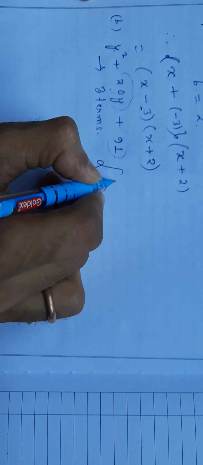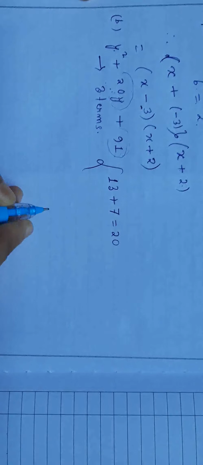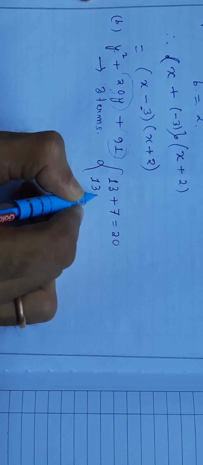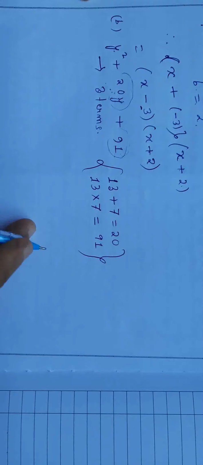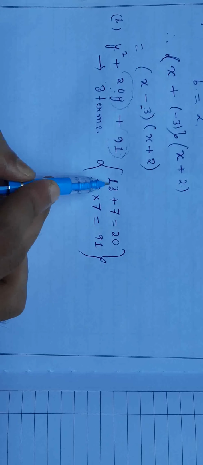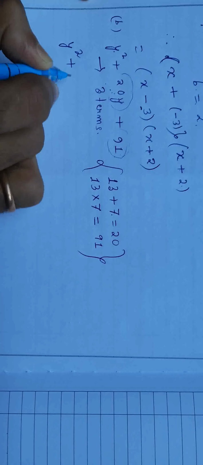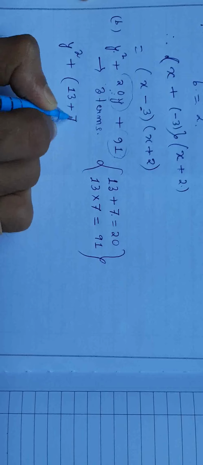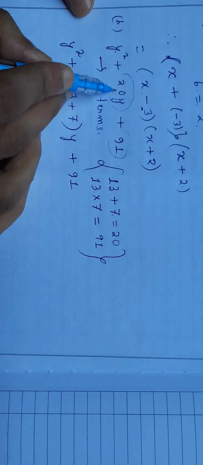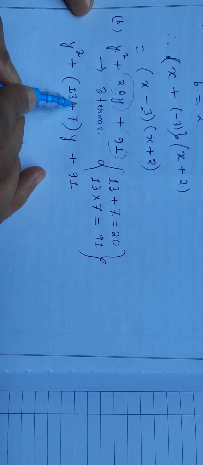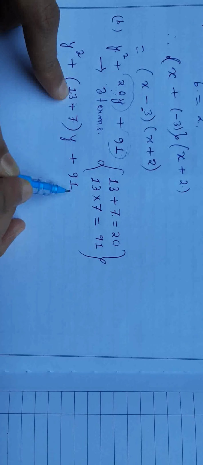If we roughly calculate, 13 plus 7 is equal to 20. Similarly, 13 into 7 is equal to 91. So my two numbers would be 13 and 7. So the above expression can be written as y square plus (13 plus 7) y plus 91. You can check, 13 plus 7 is 20, so the original expression remains the same here as well. And 13 into 7 gives 91.